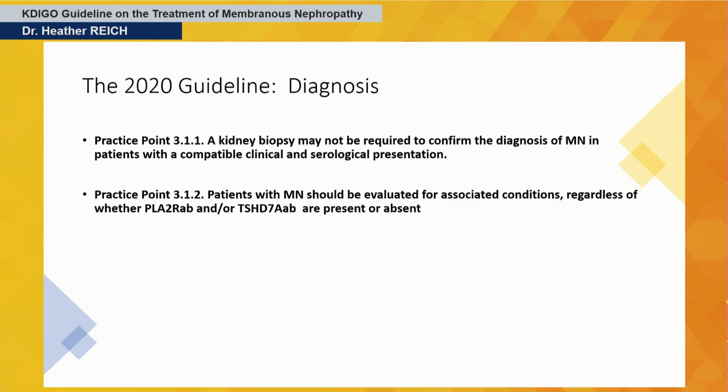In terms of diagnosis, the 2020 guidelines offer new approaches. Practice point 3.1 suggests that a kidney biopsy may not be required to confirm the diagnosis of membranous nephropathy in patients with a clinical and serologic presentation compatible with the diagnosis. An additional practice point suggests that patients with membranous nephropathy should be evaluated for associated conditions regardless of whether PLA2R antibody or thrombospondin antibodies are present or absent.